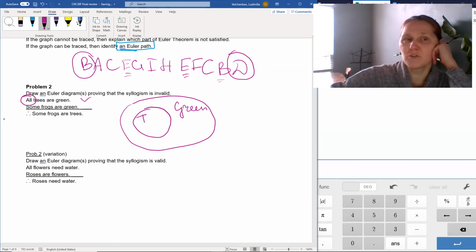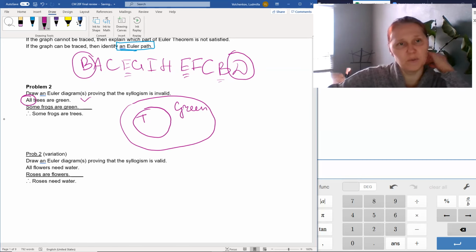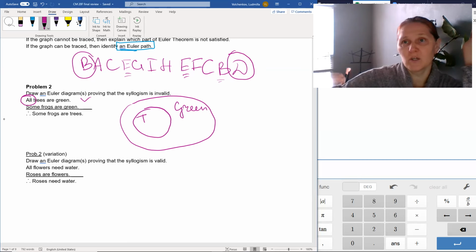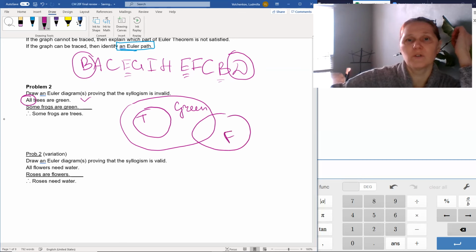The second premise, some frogs are green. Some can be represented differently, so it can be partially overlapping with green, or completely overlapping inside, or including green things. So we must show the second premise so that the conclusion is not satisfied. Some frogs are trees. It means we draw the circle for frogs so that it does not touch trees. So the premises are satisfied, the conclusion is not. We prove that the syllogism is invalid.